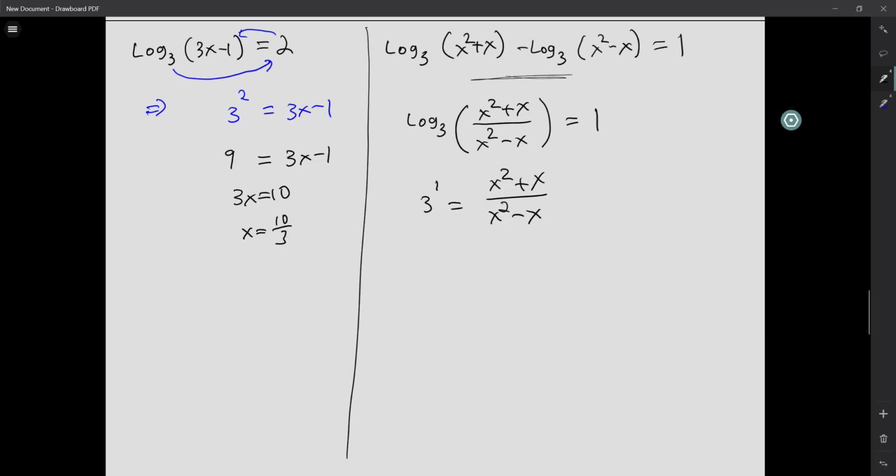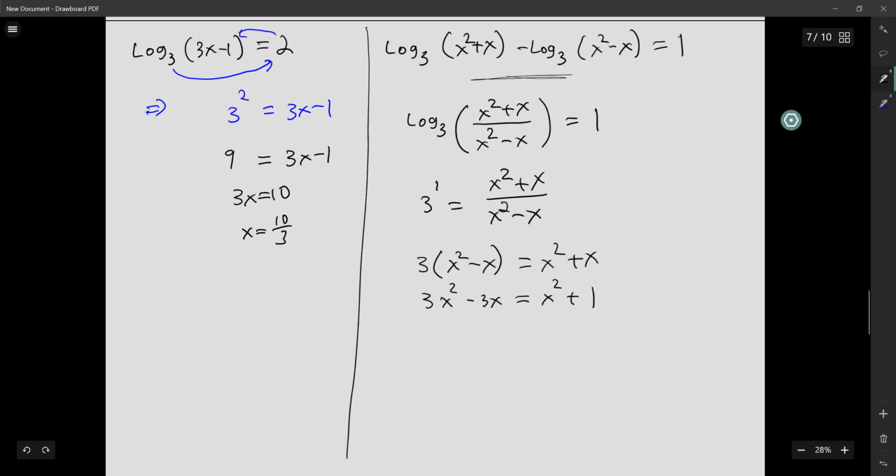So I'm not doing any cancellation here. What I'm going to do is multiply both sides by the denominator so that I don't have fractions to deal with. I'll have 3 times x squared minus x equals x squared plus x. And we'll simplify this and collect everything on one side. So I'll subtract all of these over to the left. If I subtract x squared, I'll get 2x squared minus 4x equals 0.